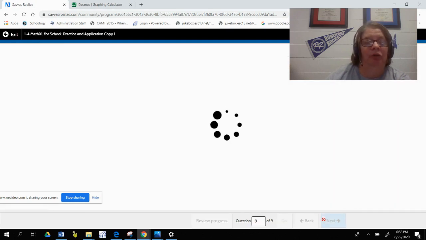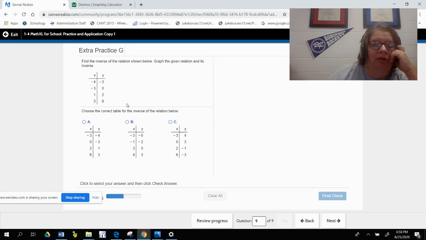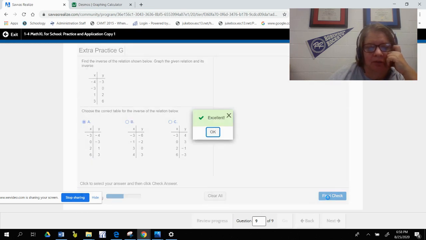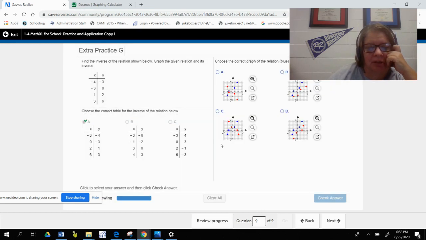Last question. Okay. Find the inverse. Graph the relation and its inverse. You can do this. Right? Switch. -4, negative. So the first point should be -3, -4. And then 0, -3, and then 2, 1, and 6, 3. Well, that's how they had you graph it. Oh, they just have you pick it.